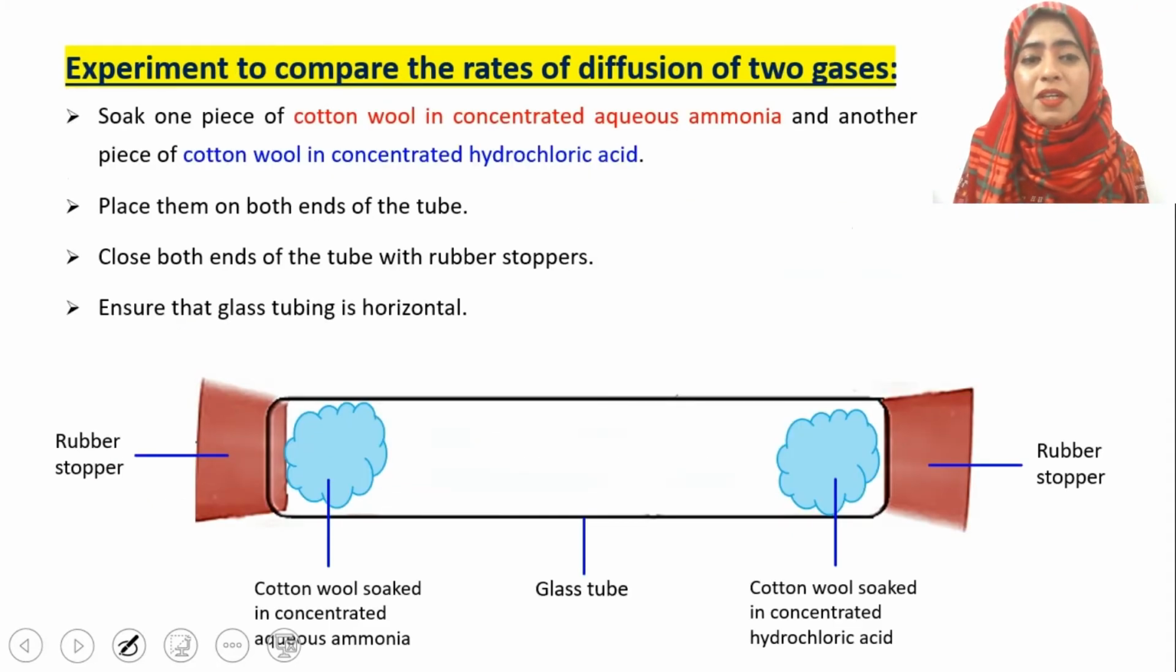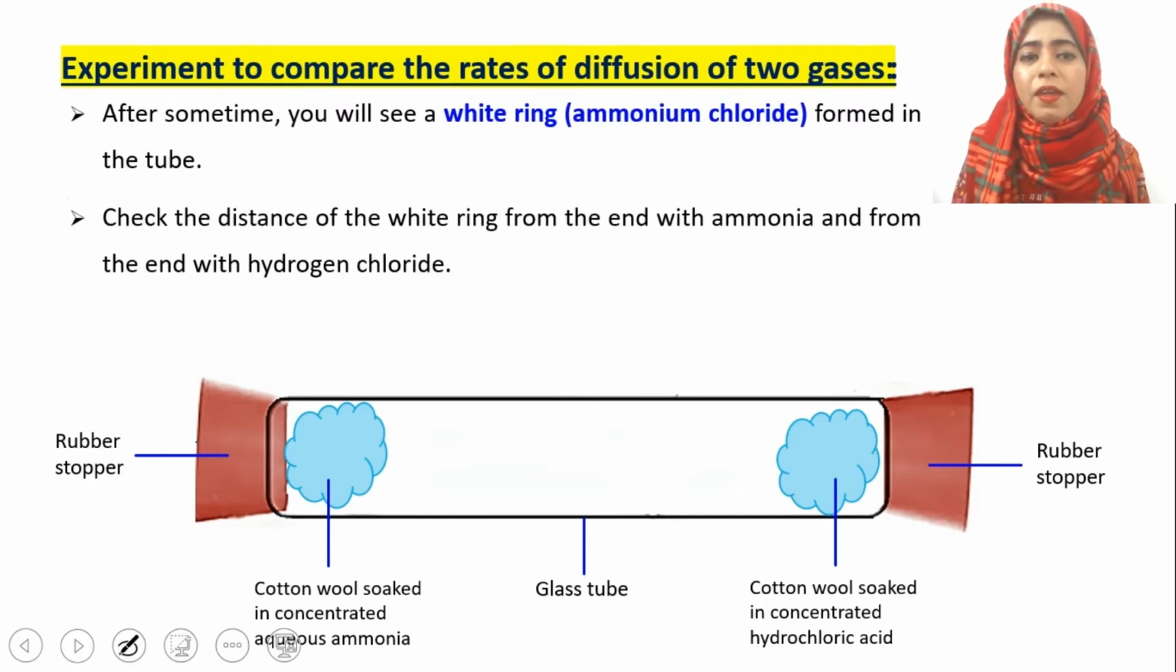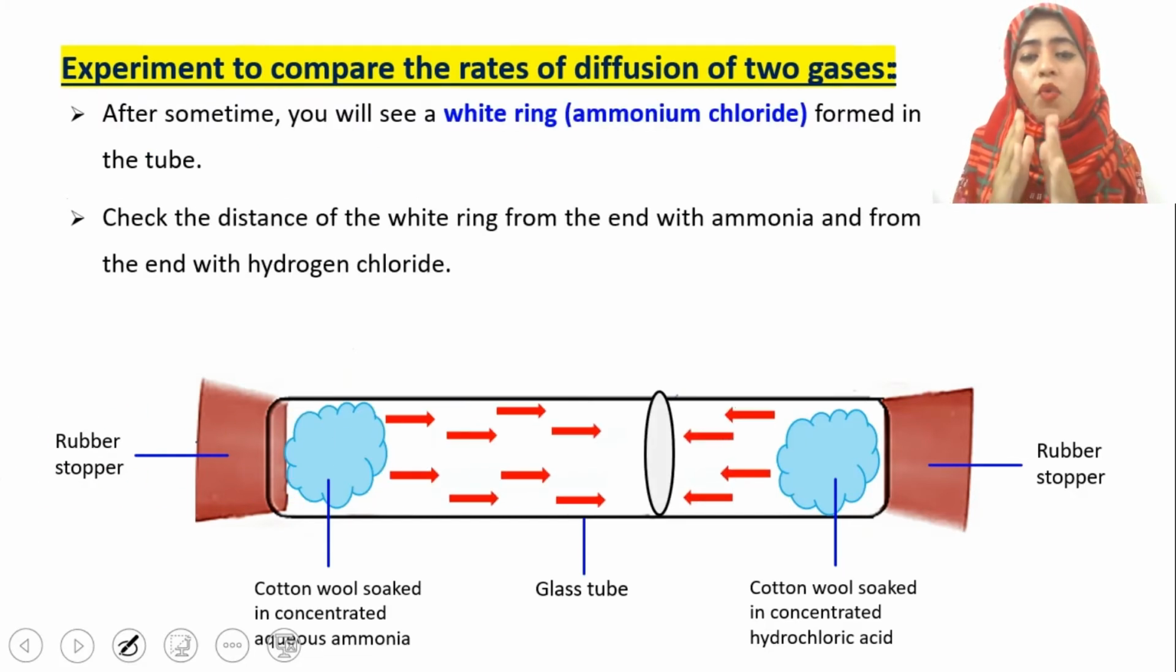To start the experiment, soak one piece of cotton wool in concentrated aqueous ammonia and another piece of cotton wool in concentrated hydrochloric acid. Now place these two cotton pieces at the ends of the tube, which should be horizontal. After that, immediately close the ends of the tube with rubber stoppers. Ensure that the glass tubing is horizontal. After some time, you will see a white ring formed at the center of the tube.